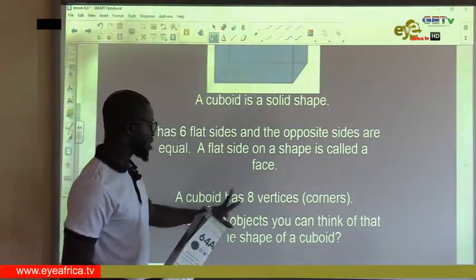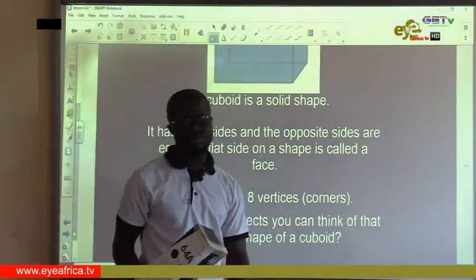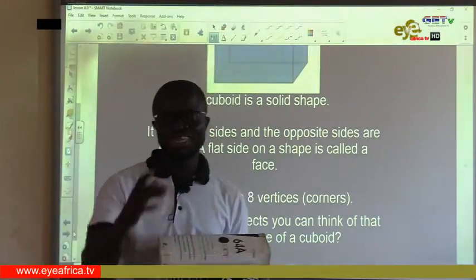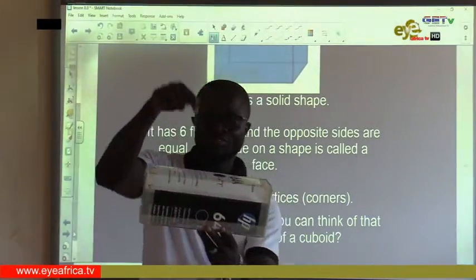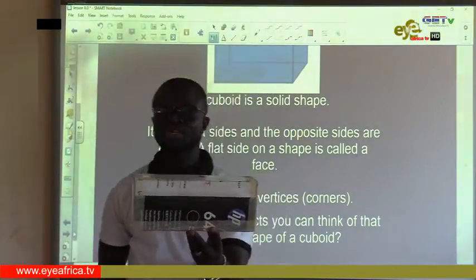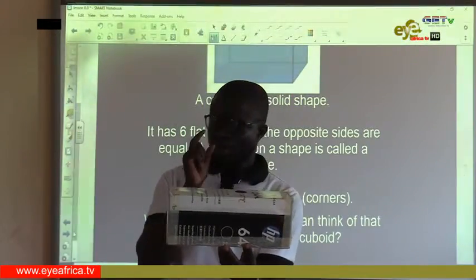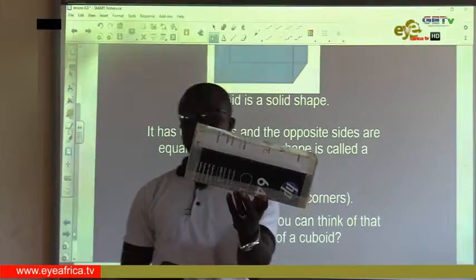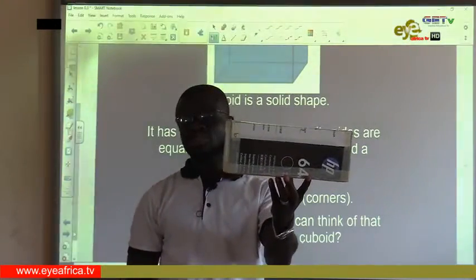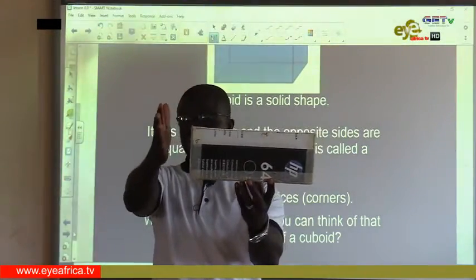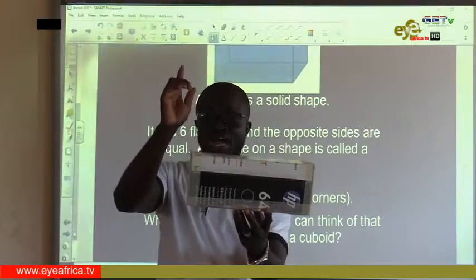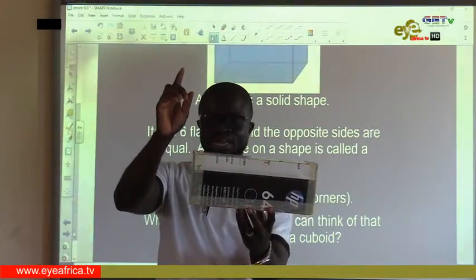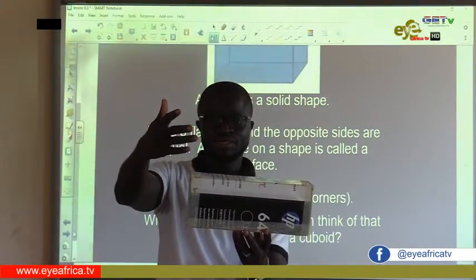We are told that a cuboid has 8 corners. Remember, I told you seeing is believing. Can we count from the cuboid I have in my hand to know whether a cuboid has 8 corners or not? Let's count and see. I start from this side, that's my right hand side. We are counting the corners, remember. Can we count together, please?